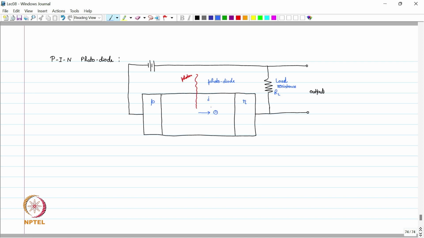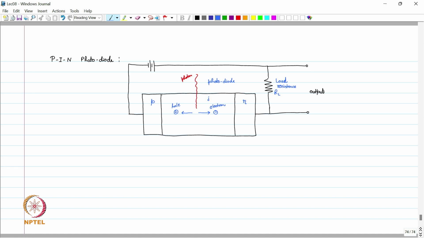One is negative, let's say, the electron, and one is the hole. So it generates an electron hole pair by releasing the energy to the material. And now this electron hole pair sees a high electric field across this intrinsic region, so they move in that electric field direction. Electron moves to the right and the hole moves to the left.